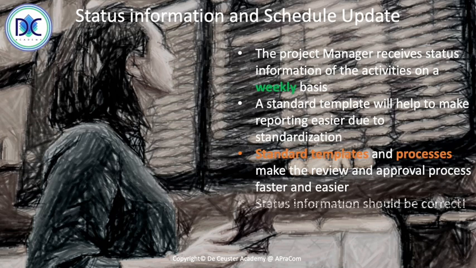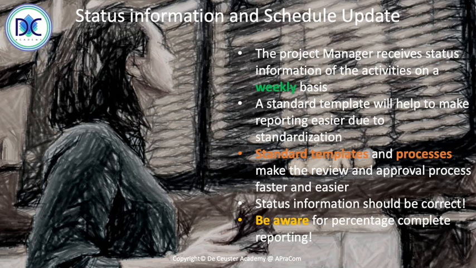Of course, it's clear that the status information should be correct. The project manager must identify if there are some issues with the information or the data he or she received from the team members. We don't just have to get the information or the data and say, yes, this is correct. It may be challenged or should be challenged.